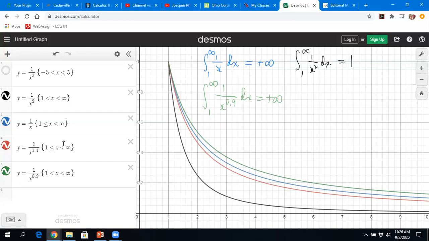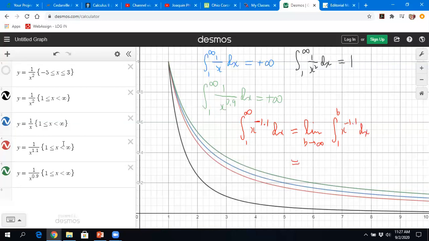So I bumped up the power on x from 1 to 1.1. That gives me the red curve. Yes? So let's think about that one together. What about the red curve? What about the integral from 1 to infinity? Let me write it as x to the negative 1.1, just to get us thinking in the right direction. So what am I going to do here? Help me out. It's going to be equal to the limit as b goes to infinity of the integral from 1 to b of x to the negative 1.1 dx.